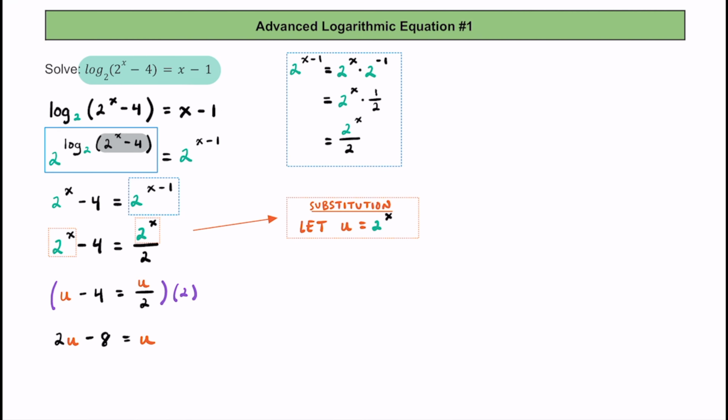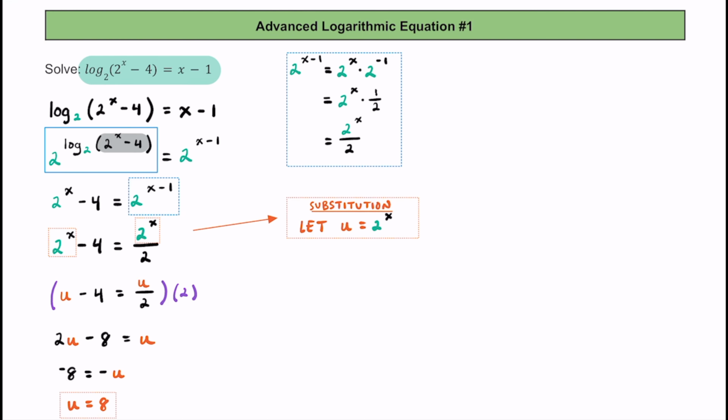Then subtracting 2u from both sides of the equation, we're going to be left with negative 8 on the left side, and then u take away 2u on the right side is going to equal negative u. Finally, dividing both sides by negative 1, or multiplying both sides by negative 1, we're going to find out here that u is equal to 8.